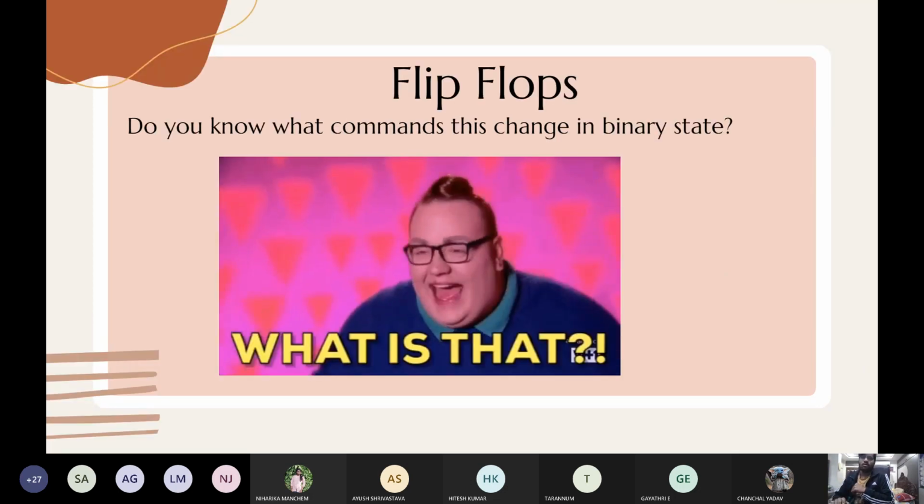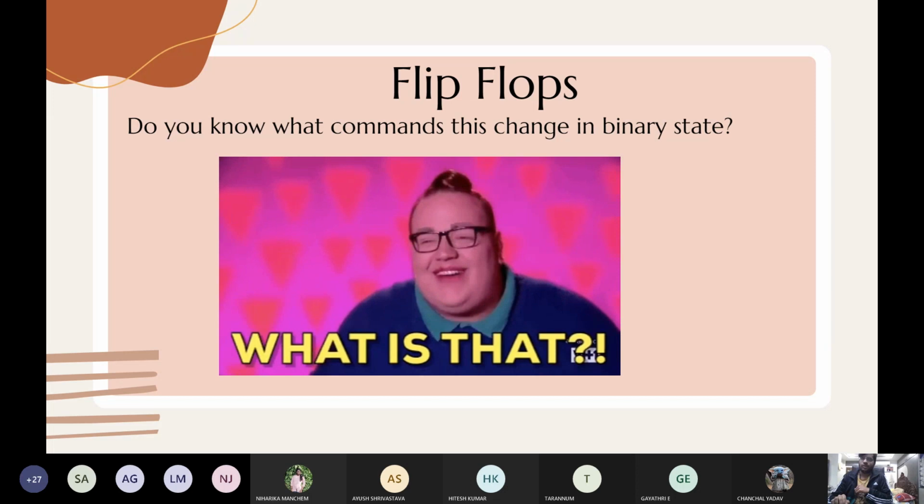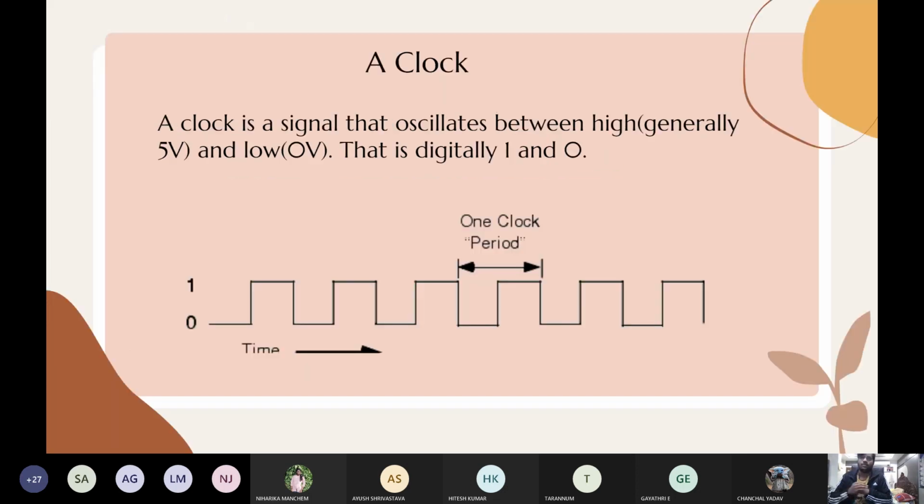So, do you know what commands the change of state in binary? Again, I'll wait for 15 seconds. If you know the answer, type in the chat box. So, if you guessed it right, we use a clock. For those of you who don't know, I'll explain it. A clock is a signal that oscillates between high and low voltages, that is digitally 1 and 0. As you can see here, the clock oscillates between 0 and 1 and is periodic.